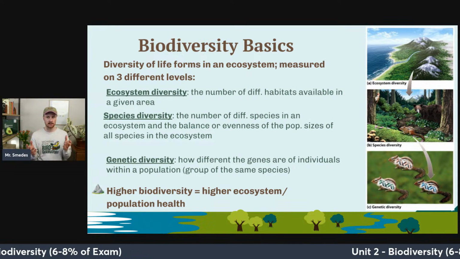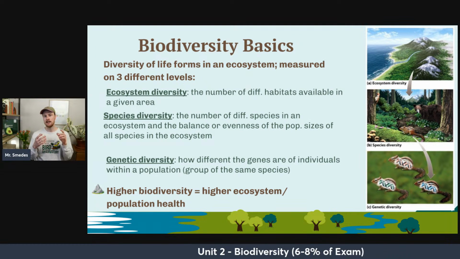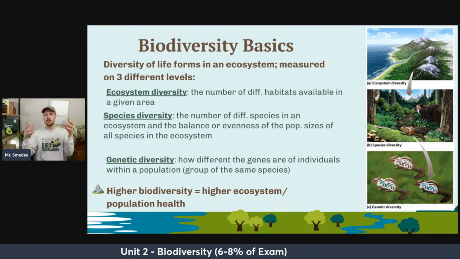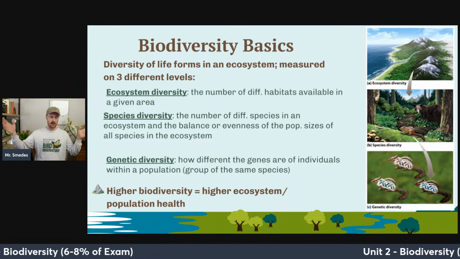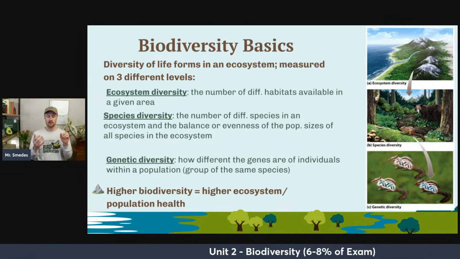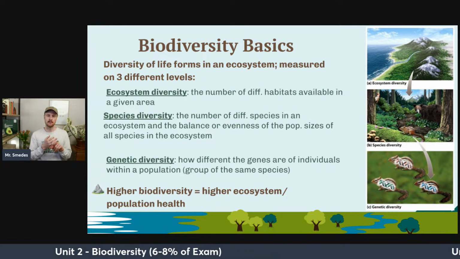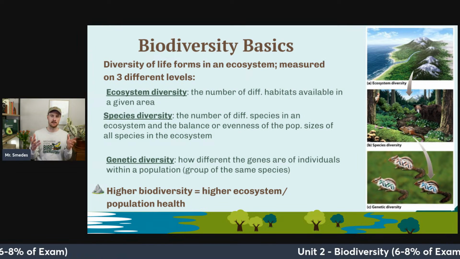So let's review the 3 levels. You've got ecosystem, you've got species, you've got genetic, and they go from big to small. Ecosystem diversity is like within a large area, like a state or a country, do we have a whole lot of different ecosystems? Do we have a swamp ecosystem? Do we have a boreal forest ecosystem? Do we have a meadow ecosystem? Do we have any alpine ecosystem going on?